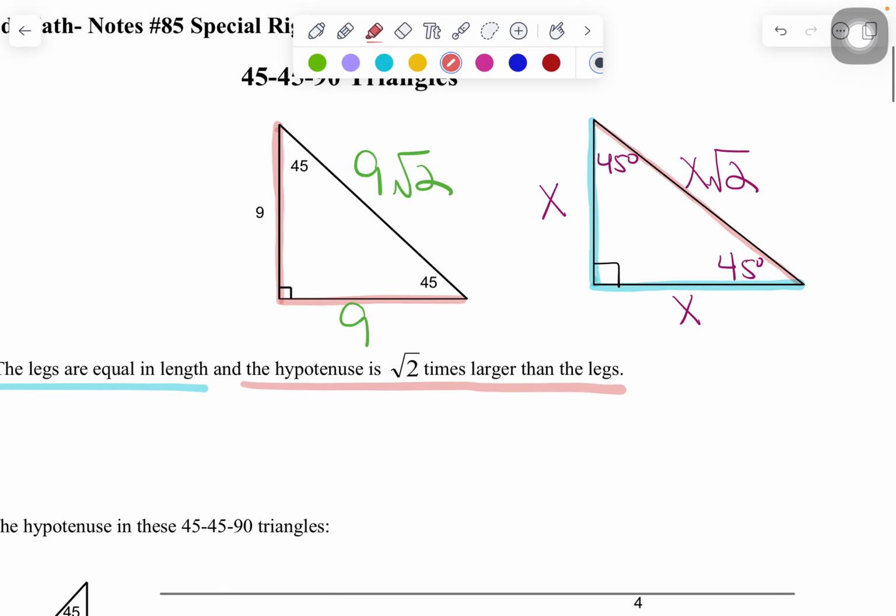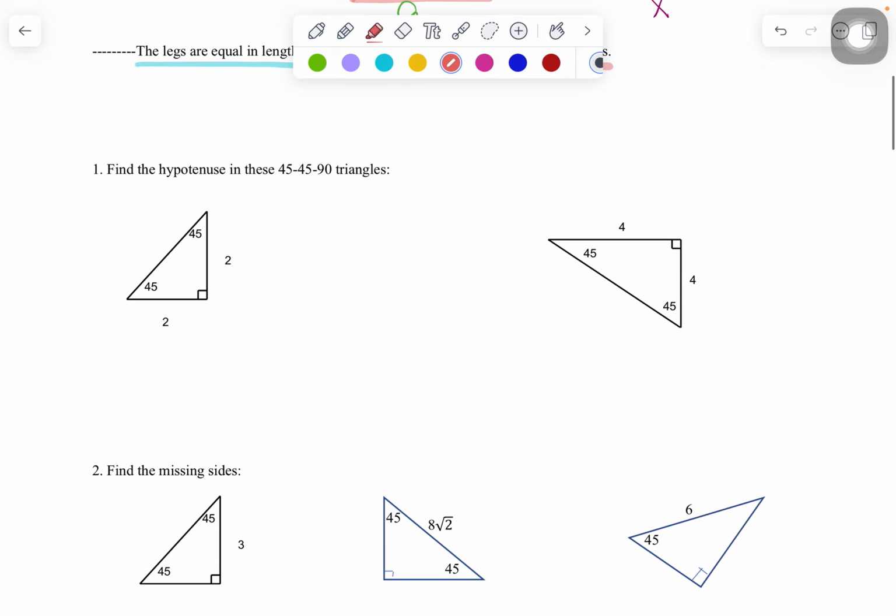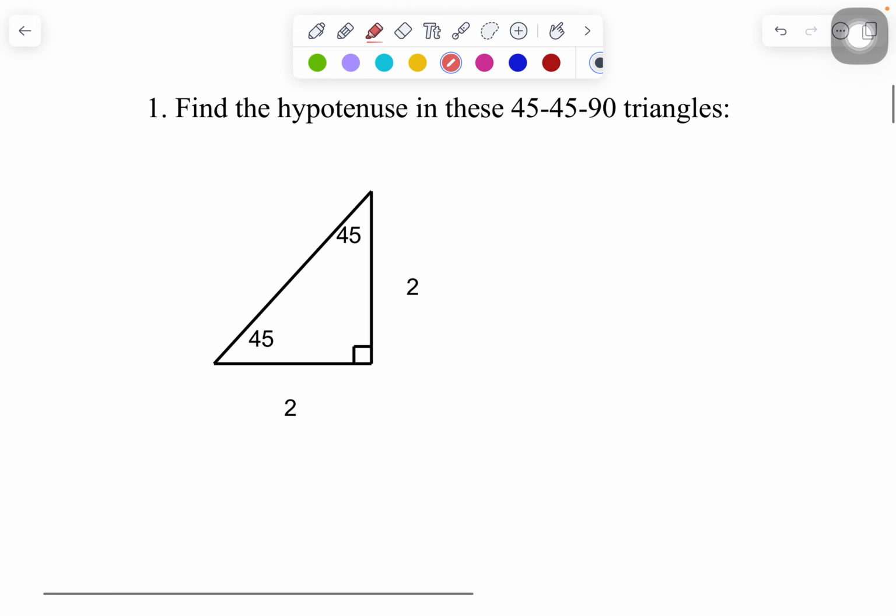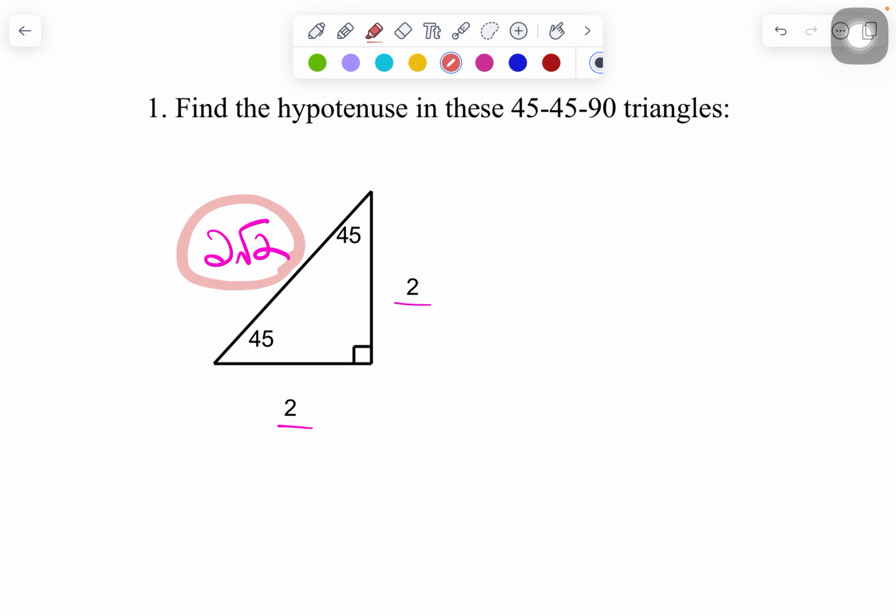So let's go ahead and apply these to a couple problems here. Okay. So in problem number 1 here, it specifically says find the hypotenuse. So I've given you the legs. We have a 2 here and a 2 here, which means for the hypotenuse, I want to take those legs and multiply them times root 2. So 2 root 2. And that's done. For these problems, it's a little bit hard to show work. I mean, if you want to make a little note here, times root 2, great. Do that for yourself.